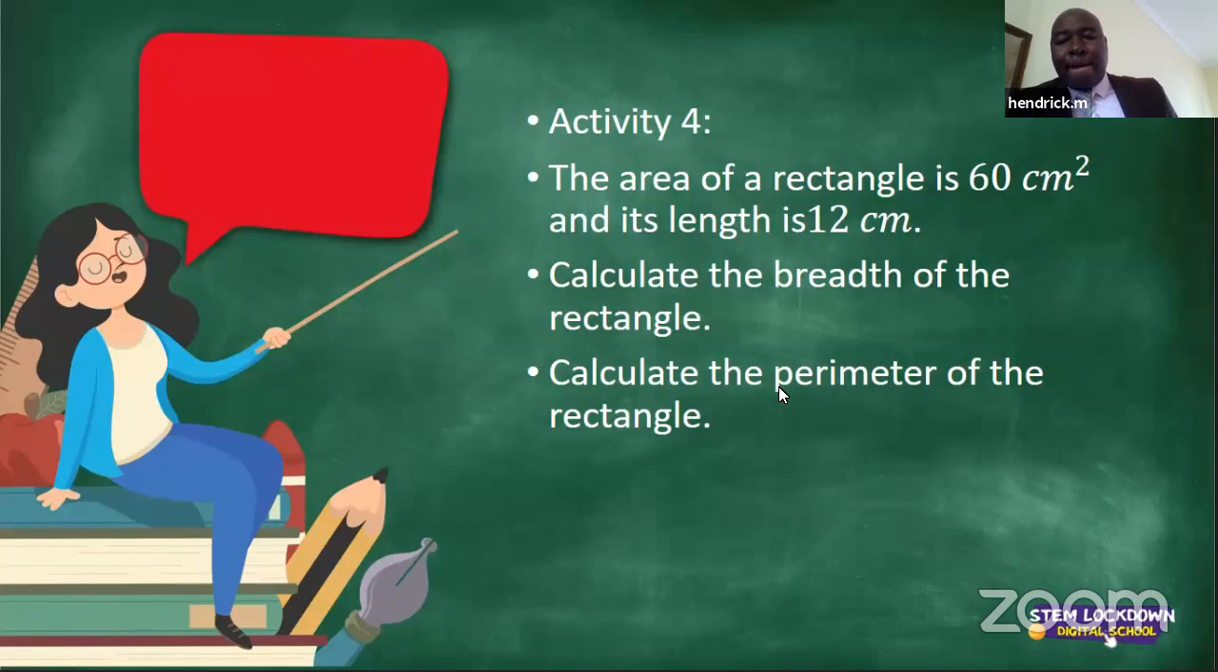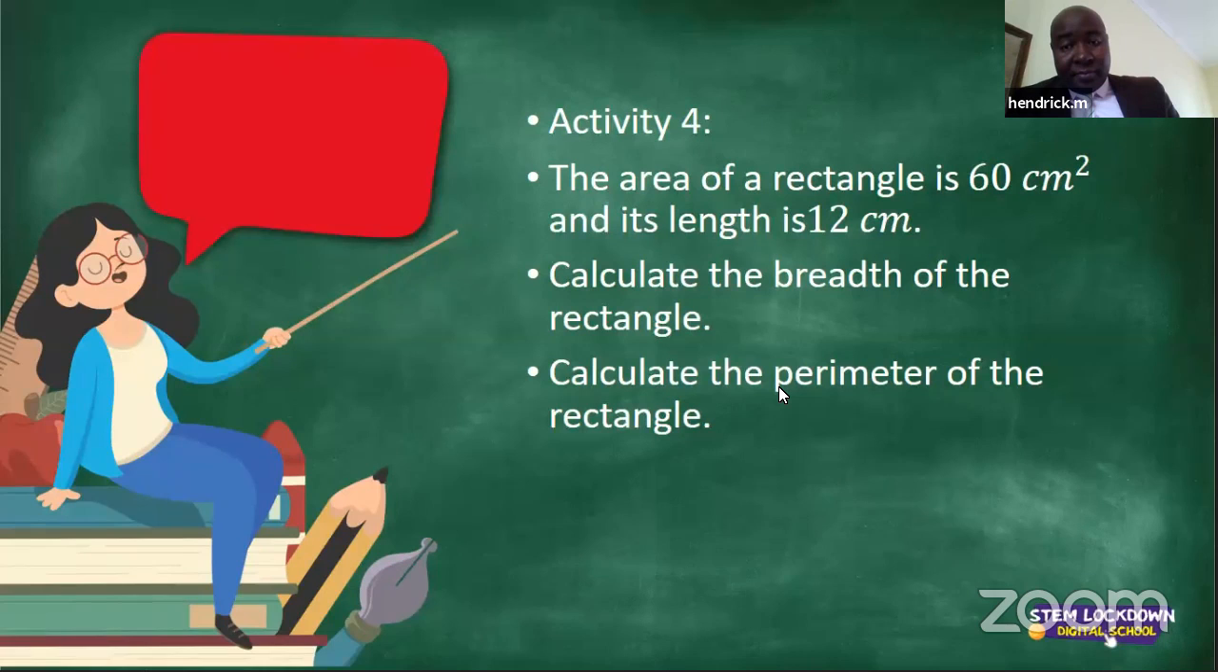Yes, Dorika. Let's go to Dorika. If Dorika is not there, let's go to Bonolo Sehole. Hello. Yes, Bonolo. Are you Bonolo? Yes, sir. Bonolo, can you help us with the breadth? Calculate the breadth for us.